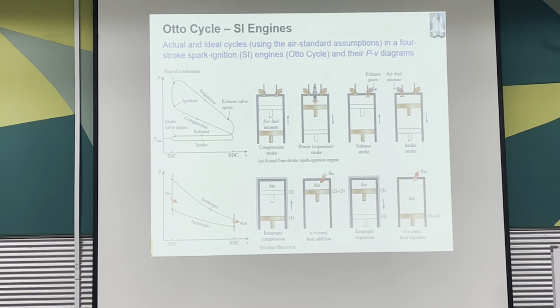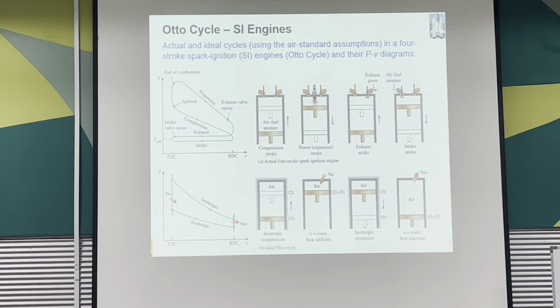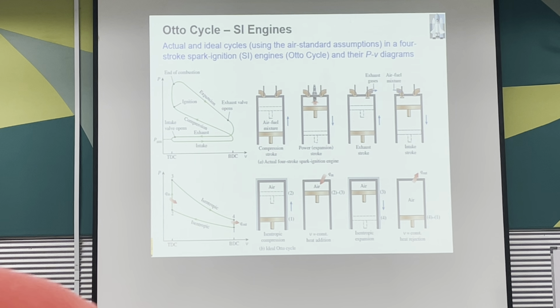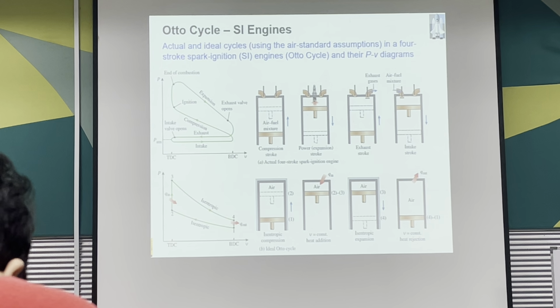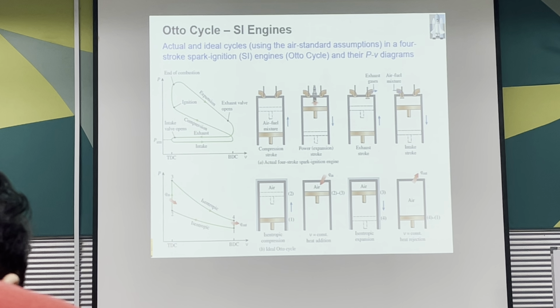Okay, so the actual cycle, if you draw it on a PV diagram, should look something like the first graph, which is the one on the top. And if we use the air standard assumption, we idealize it, then the ideal cycle will look like the one at the bottom. So now we look at the first one first. You have studied it just now in the video. The first one shows you what an actual 4-stroke spark ignition engine is and the corresponding PV diagram.